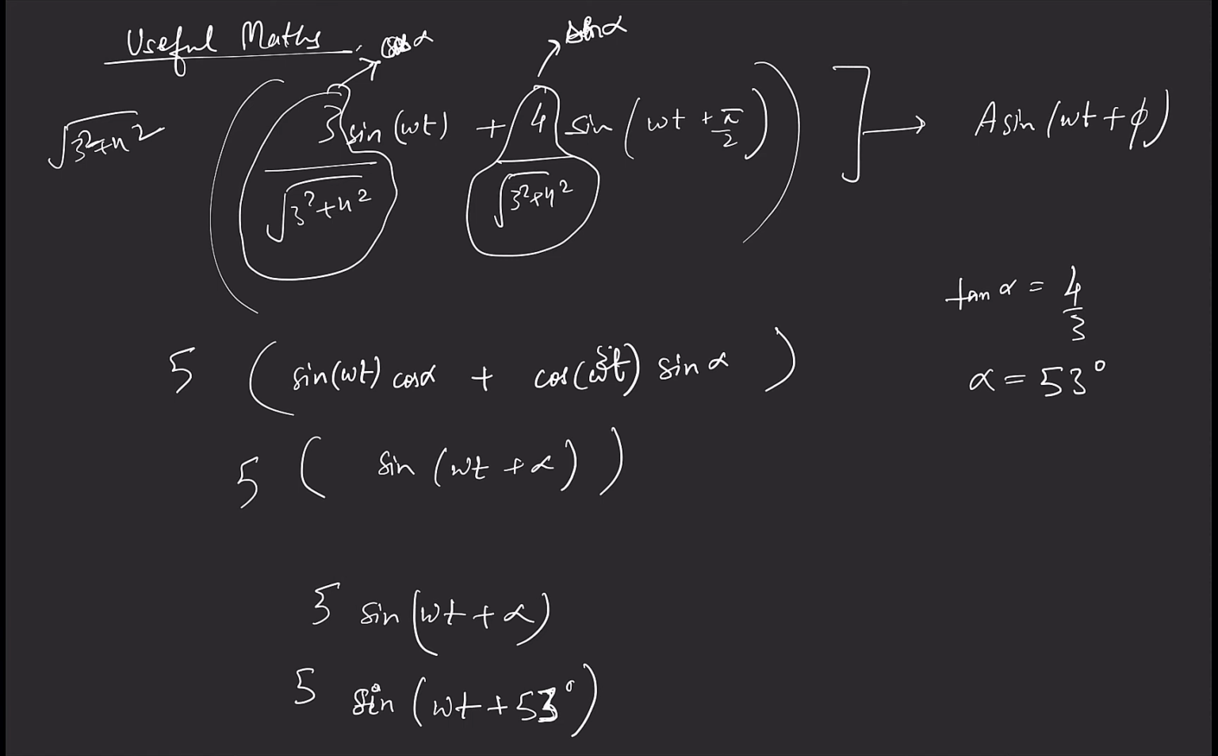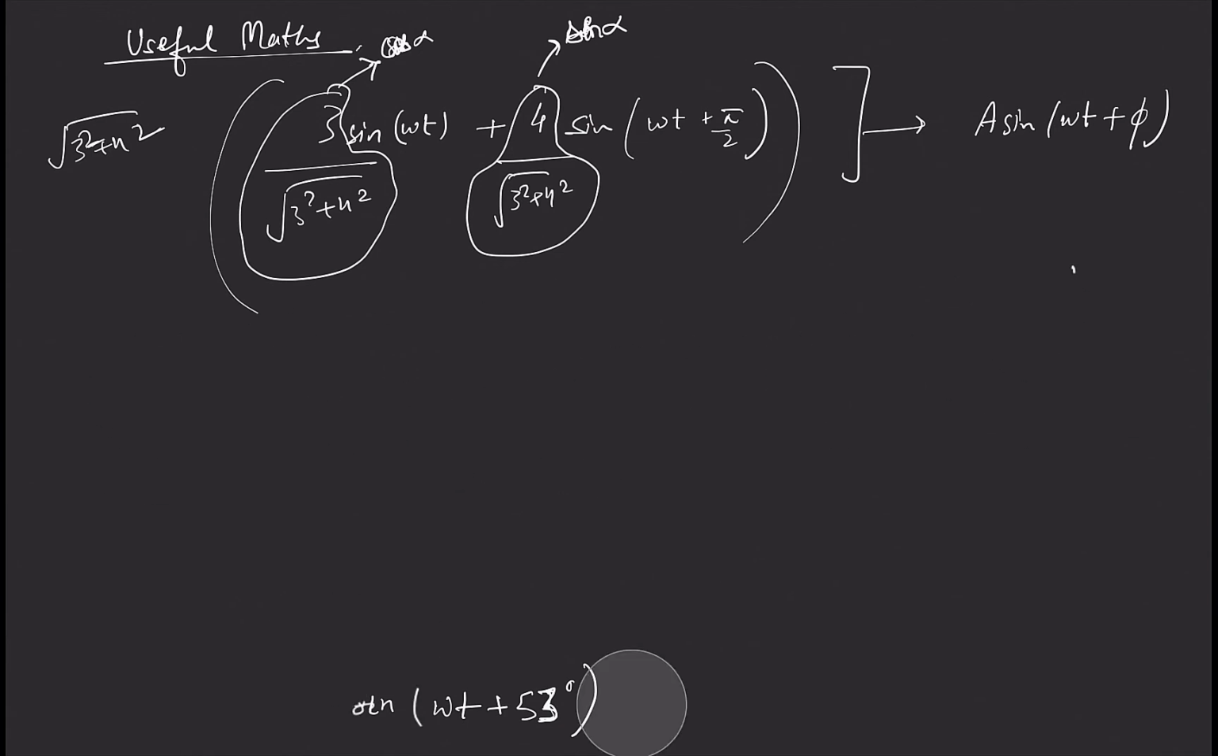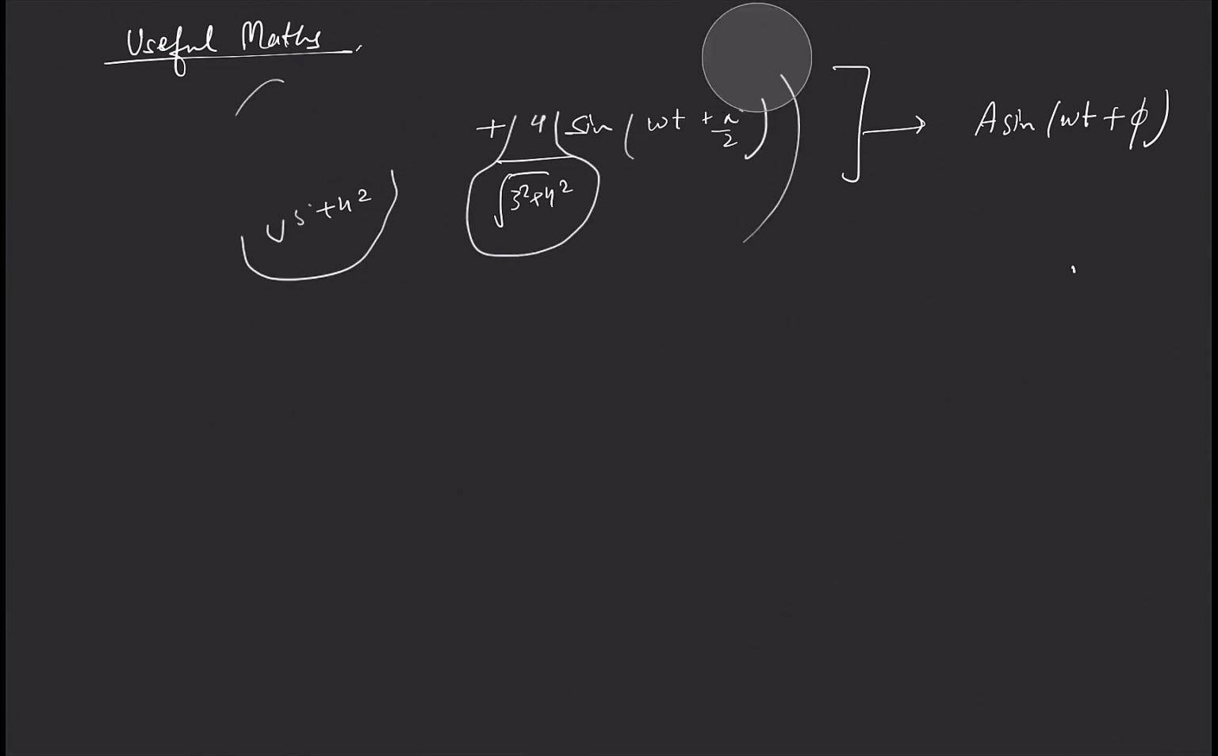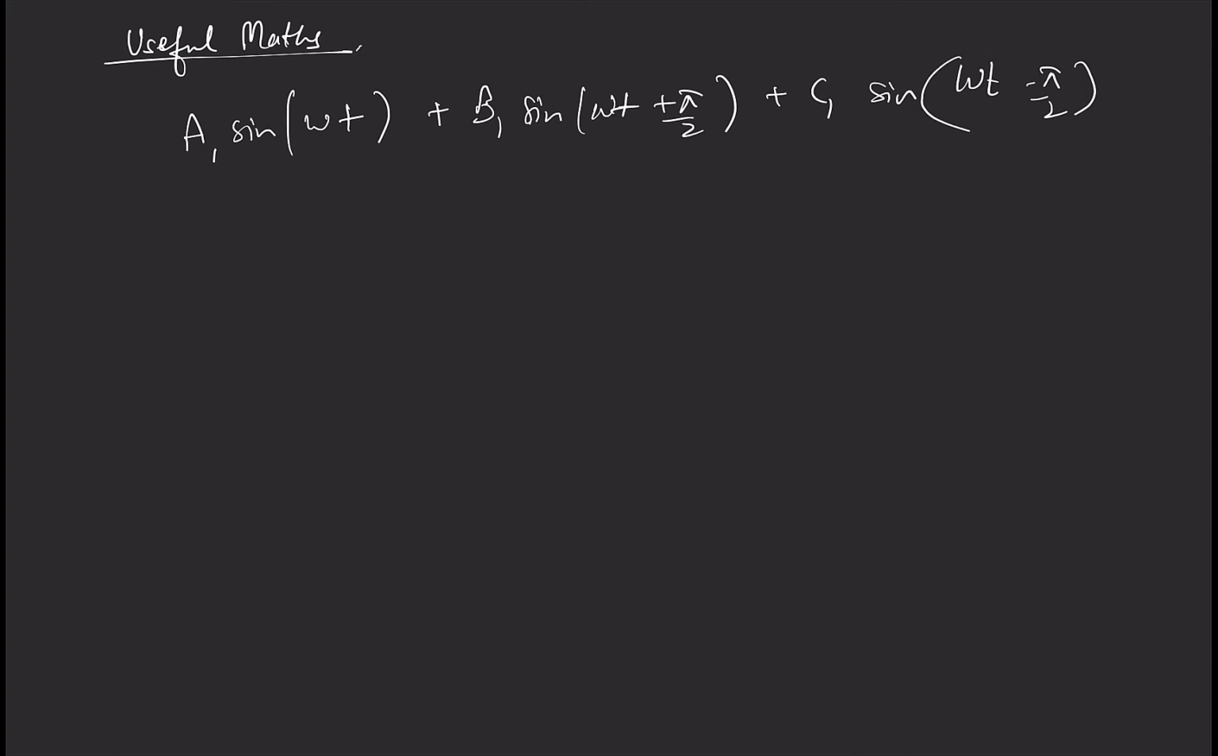You can calculate it this way, but let's say you have so many terms of such type, something like a1 sine omega t plus b1 sine of omega t plus pi by 2 plus c1 sine of omega t minus pi by 2. You can still follow a similar procedure as before, but it will become tedious. Instead, we can use something called the phasor method.